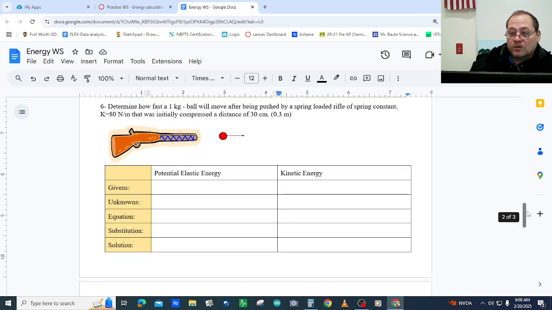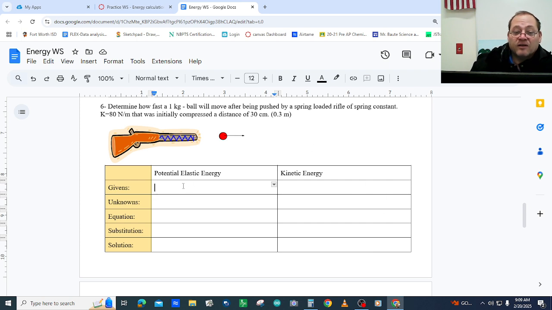On number 6, it says determine how fast a 1 kilogram ball will move after being pushed by a spring-loaded rifle of spring constant k equals 80 newtons per meter, initially compressed a distance of 30 centimeters, or 0.3 meters. We're going to use the same principle here. All the energy stored in the spring will be converted into kinetic energy of the ball, so we can find how fast the ball is moving. First we find the elastic potential energy, which equals the kinetic energy, and with that number we can solve for v squared first, then v.